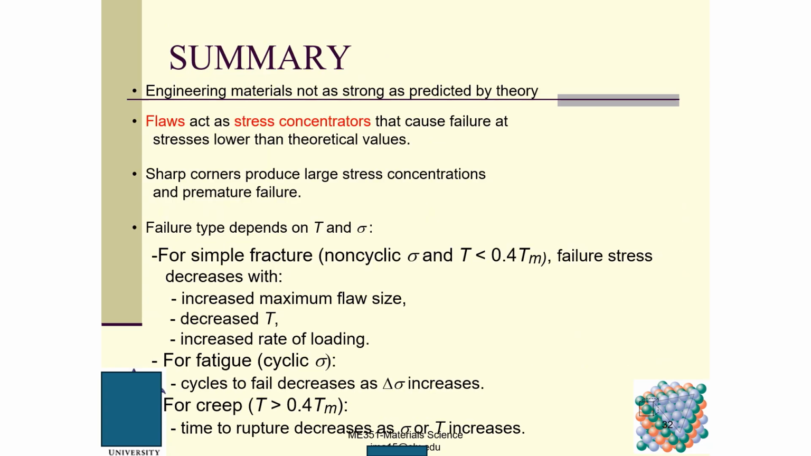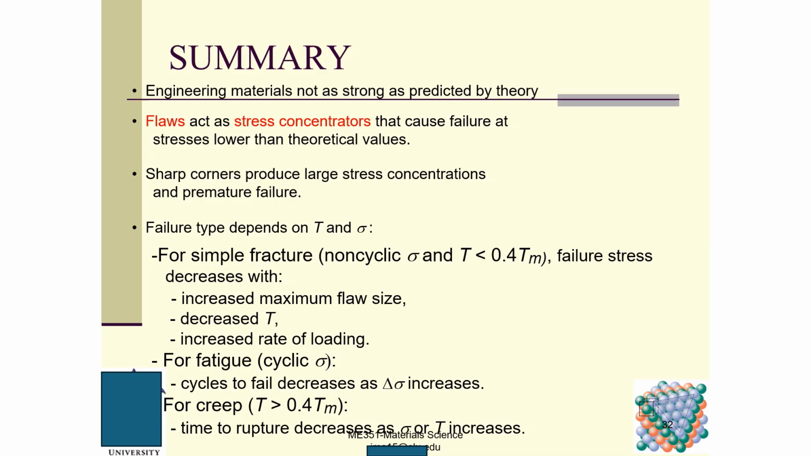Summary: engineering materials are not as strong as predicted by theory. Why? Because of a lot of unpredicted, uncontrollable impurities and flaws. Flaws act as stress concentrators that cause failure at stress lower than the theoretical values. And sharp corners produce large stress concentration and premature failure. Failure type depends on the temperature and the stress level.